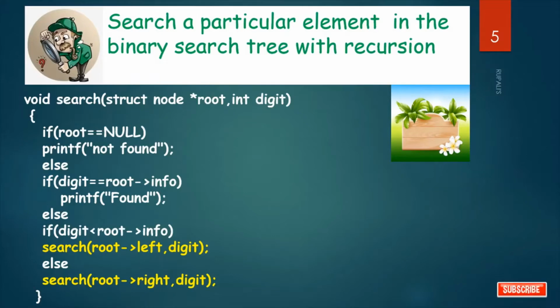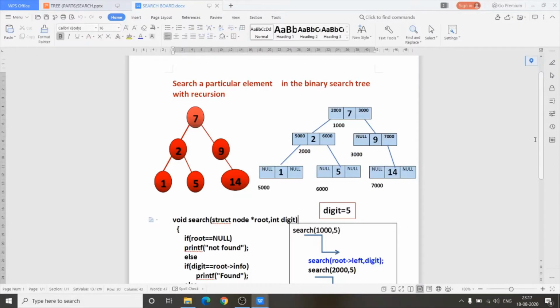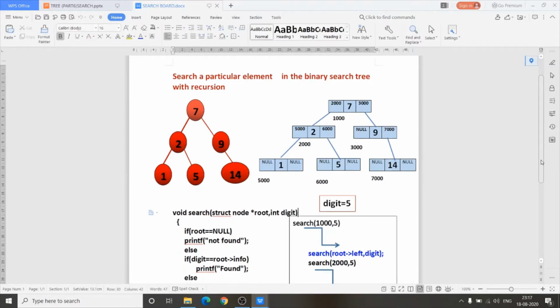Search a particular element in the binary search tree with recursion. Now see, I have to search a particular element from a binary search tree using recursion. See, this is our tree and corresponding linked list representation of this tree is this. Now I want to search say 5. Is 5 there or not? From the figure we can say 5 is there but I have to search. So how we can search?